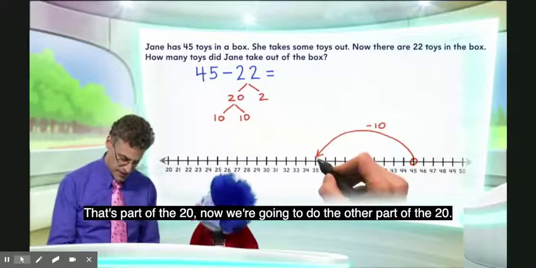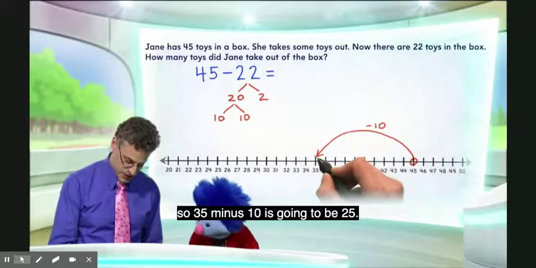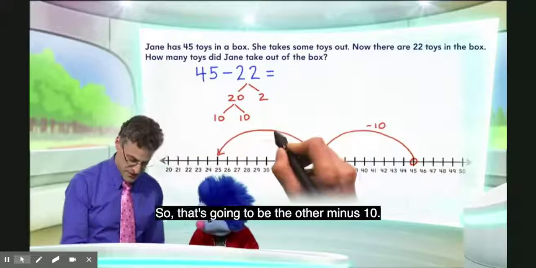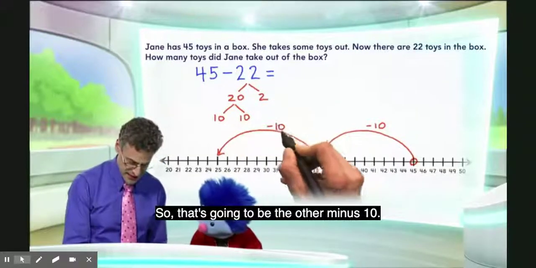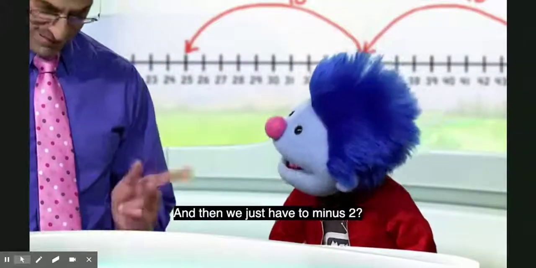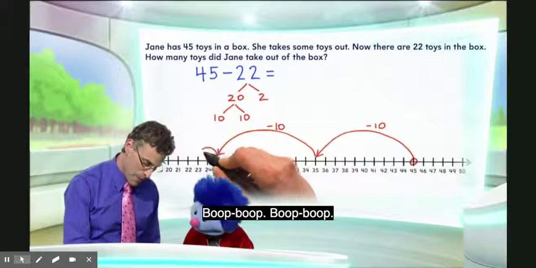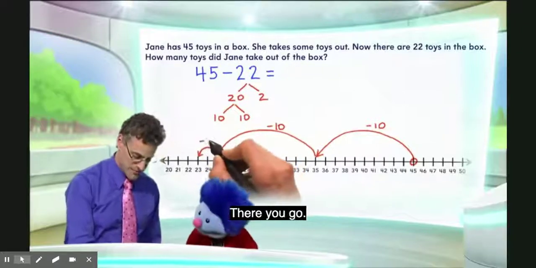Now we're going to do the other part of the 20. So we're going to subtract 10 again. So 35 minus 10 is going to be 25. So that's going to be the other minus 10. And then we just have to minus 2? Exactly. We're going to subtract 2. That's a little hop. Little teeny hop. Just a little skip. There you go. Minus 2.